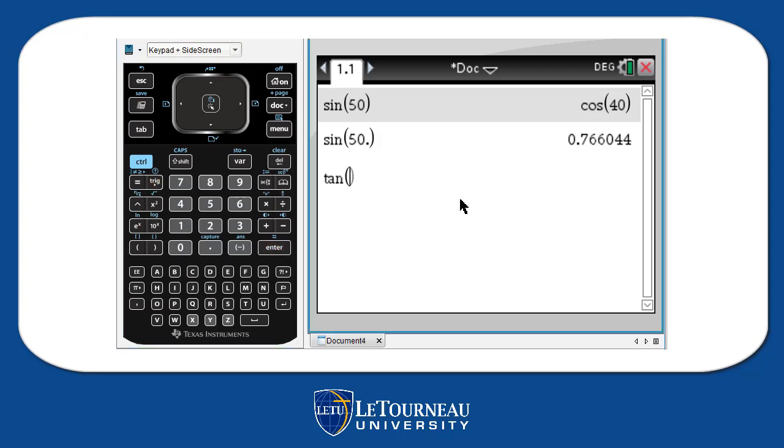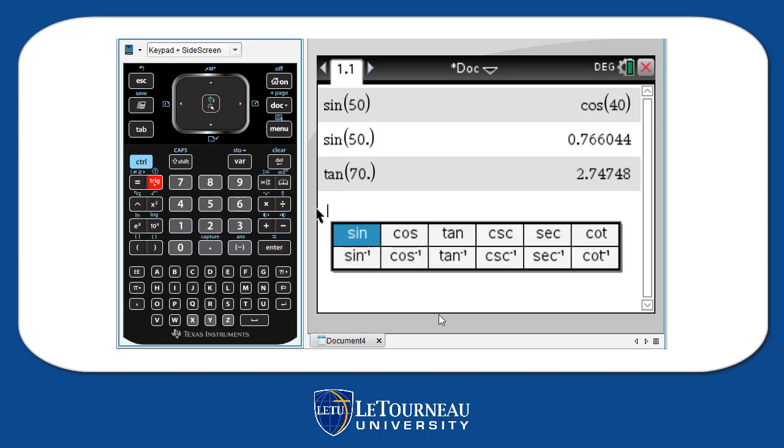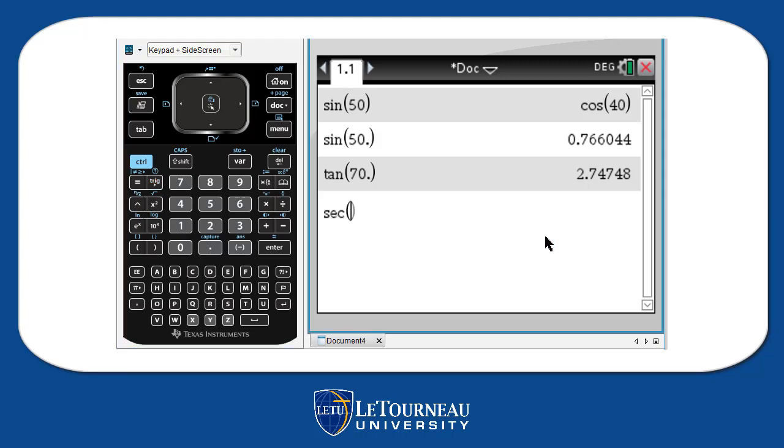All right, let's do a tangent. So the tangent of 70, put a decimal, we get that nice number right there, and life is very nice. Let's do this secant while we're here. Okay, let's do the secant of 42. There we go. Notice the secant's greater than 1.